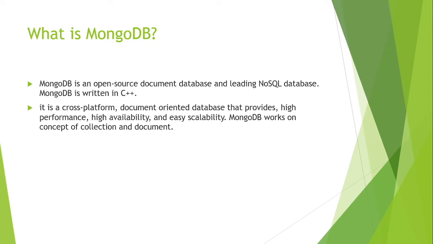It is a database that provides high performance. It is a very performant database when we want to store a large amount of data. So it has good performance when you want to store the data. And also it has high availability and easy scalability. You can easily scale the MongoDB database. And MongoDB works on the concept of collection and document. What are these terms? We'll be understanding in the future videos.